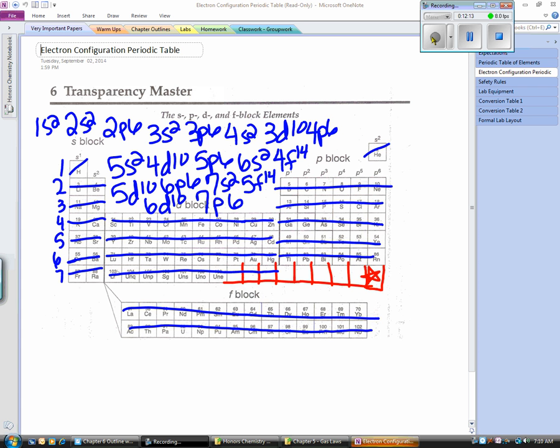1s2, 2s2, 2p6, 3s2, 3p6, 4s2, 3d10, 4p6, 5s2, 4d10, 5p6, 6s2, 4f14, 5d10, 6p6, 7s2, 5f14, 6d10, 7p6. That's the longest one you're ever going to have to do. If you can do that one, you can do anything on the periodic table.